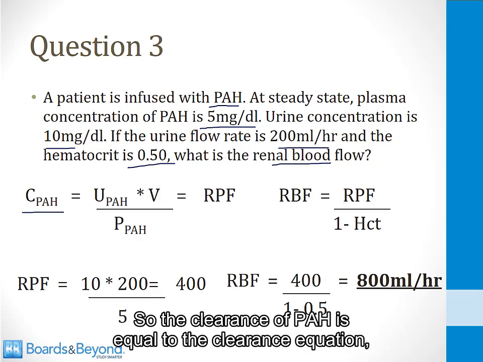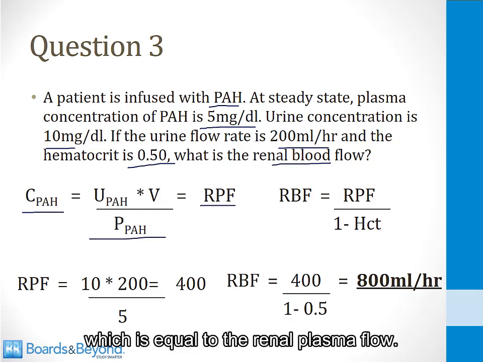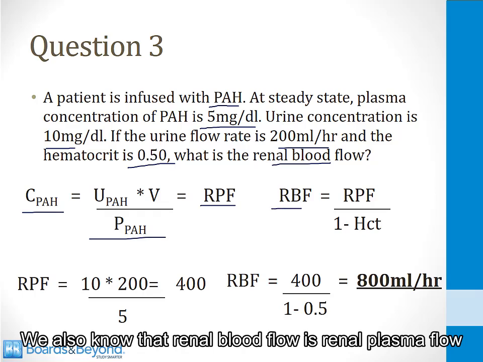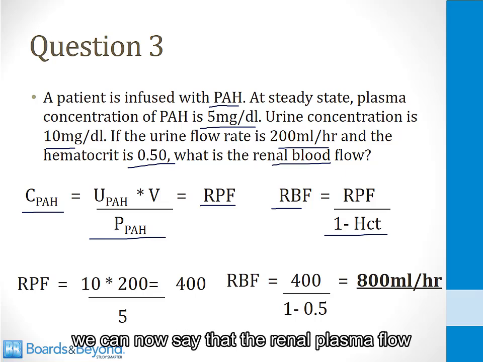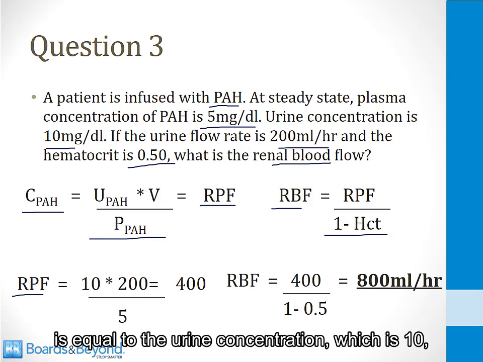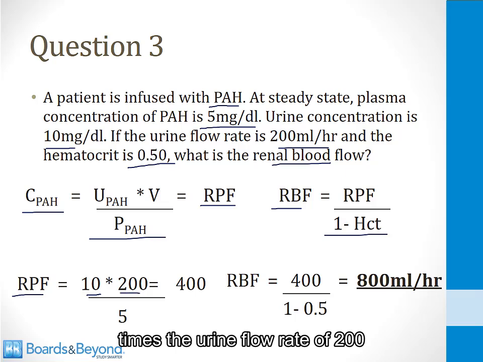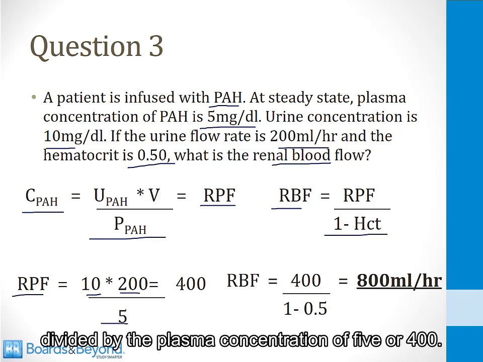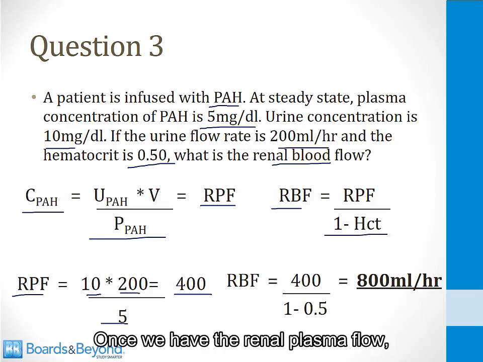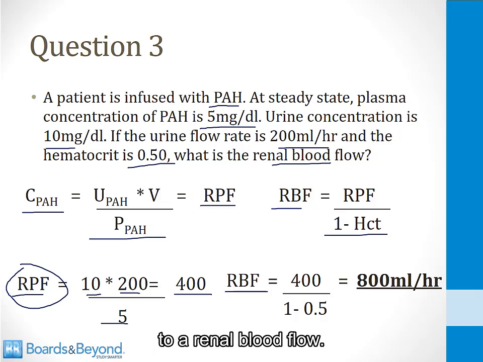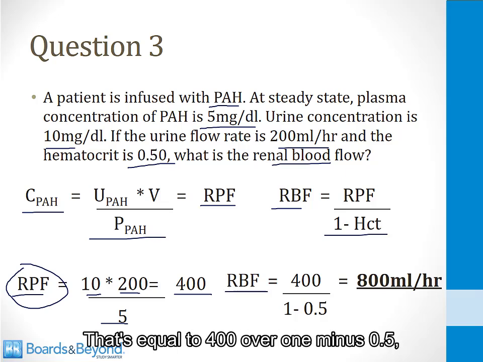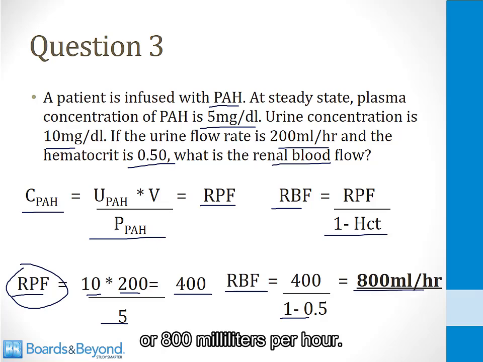The clearance of PAH, which is given by the clearance equation, is equal to the renal plasma flow. We also know that renal blood flow is renal plasma flow over 1 minus hematocrit. If we rearrange this, the renal plasma flow is equal to the urine concentration, which is 10, times the urine flow rate of 200, divided by the plasma concentration of 5, or 400. Once we have the renal plasma flow, we then use the hematocrit to convert that to a renal blood flow. That's equal to 400 over 1 minus 0.5, or 800 milliliters per hour.